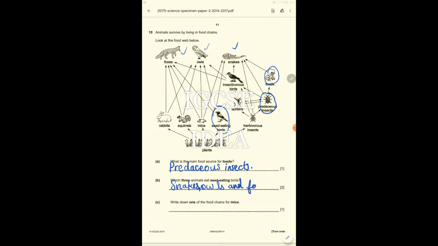Foxes. Write down one of the food chains for mice. Okay, so I don't like snakes that much, so I'm choosing the food chain plants, mice, and owls. Plants, which are eaten by mice, which are eaten by owls. There.